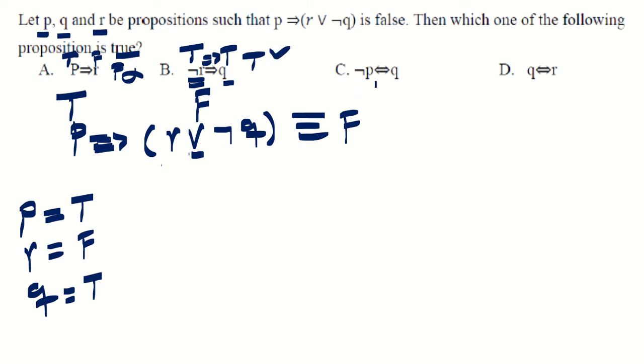What about C? Negation P is false. False bi-implies Q, and Q is true. False bi-implies true is false because they are not the same. In case of bi-implication, both must be the same. And the last one, D: Q bi-implies R. Q is true, R is false. They are not the same, so it's false. So the answer will be B.